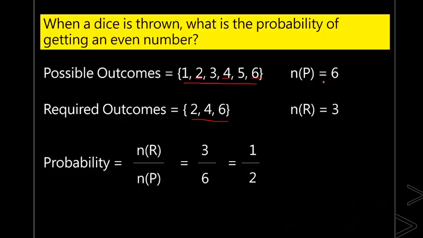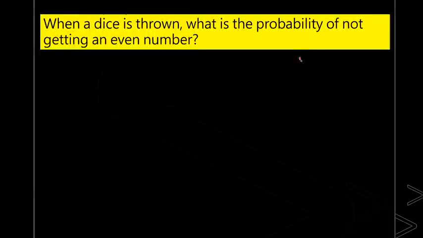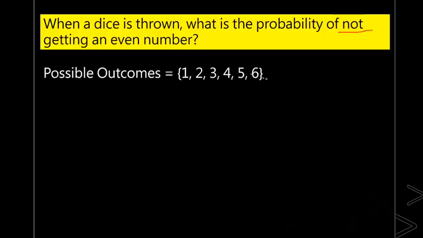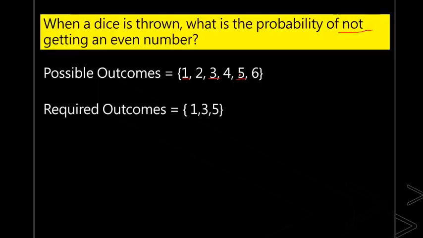Similarly, if I ask you the probability of not getting an even number, look at this. Same thing. What are the total possibilities? Total possibility is 1 to 6. Anything is possible, but my output should not be an even number. 1 is not an even number, so 1 can be obtained. 2 is an even number, skip that. 3 is not an even number, so 3 can be obtained. 4 is an even number, skip that. 5 is not an even number, 5 can be obtained. 6 is an even number, so skip that. So what is your requirement here? You can have 1 or 3 or 5. So the required outcomes are 1, 3, 5.